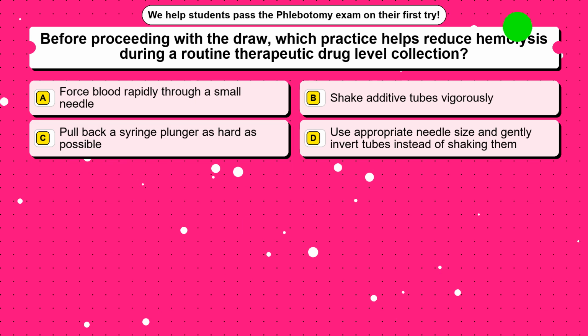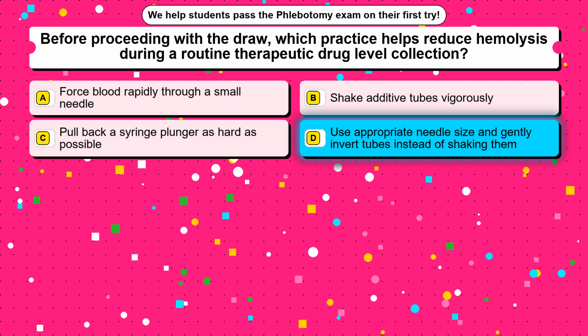Question 27. Before proceeding with the draw, which practice helps reduce hemolysis during a routine therapeutic drug level collection? Option A, force blood rapidly through a small needle. Option B, shake additive tubes vigorously. Option C, pull back a syringe plunger as hard as possible. Option D, use appropriate needle size and gently invert tubes instead of shaking them. The correct answer is option D. Use appropriate needle size and gently invert tubes instead of shaking them.